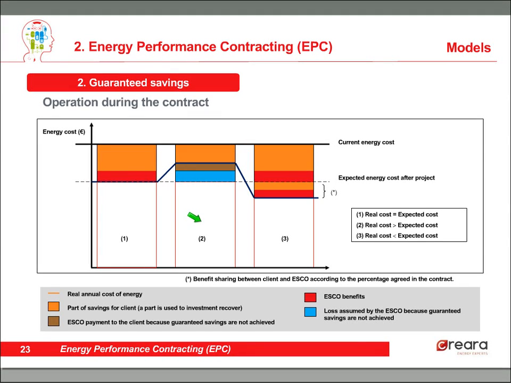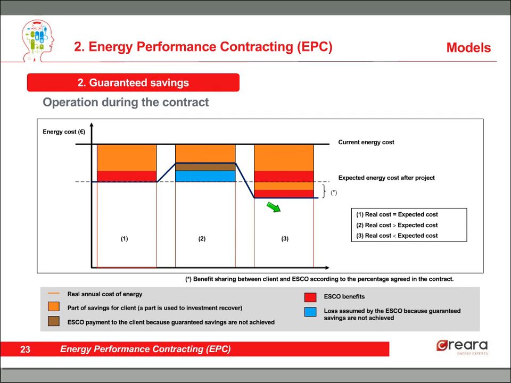What happens under scenario 2, where real cost is higher than the expected cost? Now, the client is not going to be able to finance the investment with the savings, so the ESCO will be penalized. As we can see here, this would be the ESCO payment to the client because guaranteed savings are not achieved. So as we can see, the ESCO is assuming the risk of not achieving this level of savings.